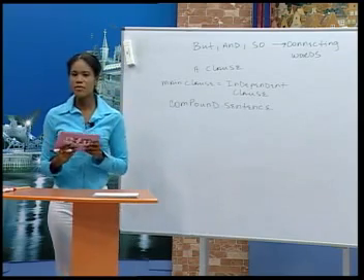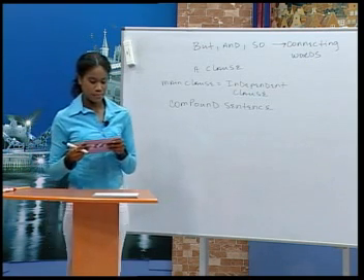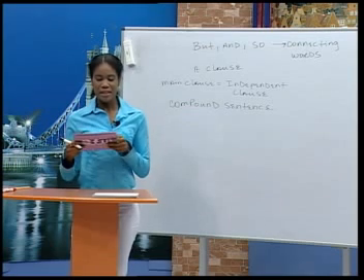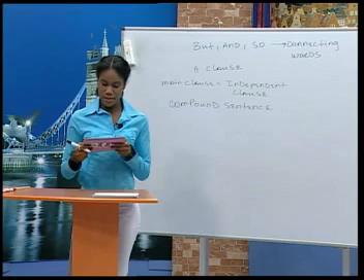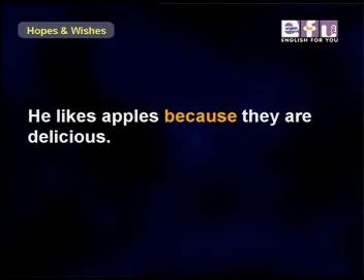Now, we have also seen a few sentences that are a little different. Here's an example. He likes apples because they are delicious. This sentence has two clauses, but only one main clause. The main clause is, he likes apples. That part is complete by itself. We are left with, because they are delicious. This part isn't complete and can't stay by itself. It needs the other part, the main clause of the sentence, in order to make sense.